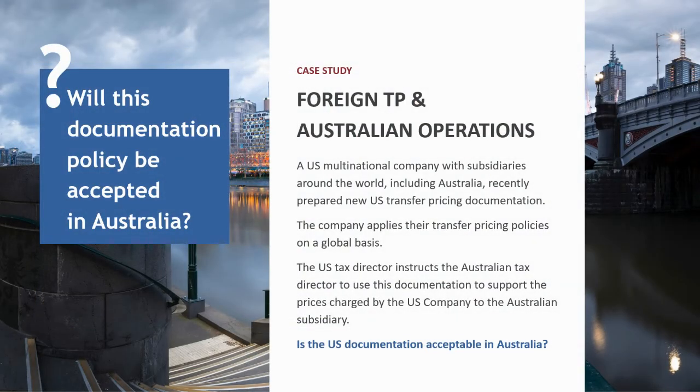So a very, very common case study, and I'm going to use this as my example as I proceed through. Foreign transfer pricing and Australian operations: we have a US multinational company with subsidiaries around the world, including Australia, that recently prepared new transfer pricing documentation. The company applies their transfer pricing policies on a global basis, and the US tax director has instructed the local management here in Australia, whether it be the tax director or general manager, to use this documentation to support the prices charged by the US company to the Australian subsidiary. Is this US documentation going to be acceptable in Australia?